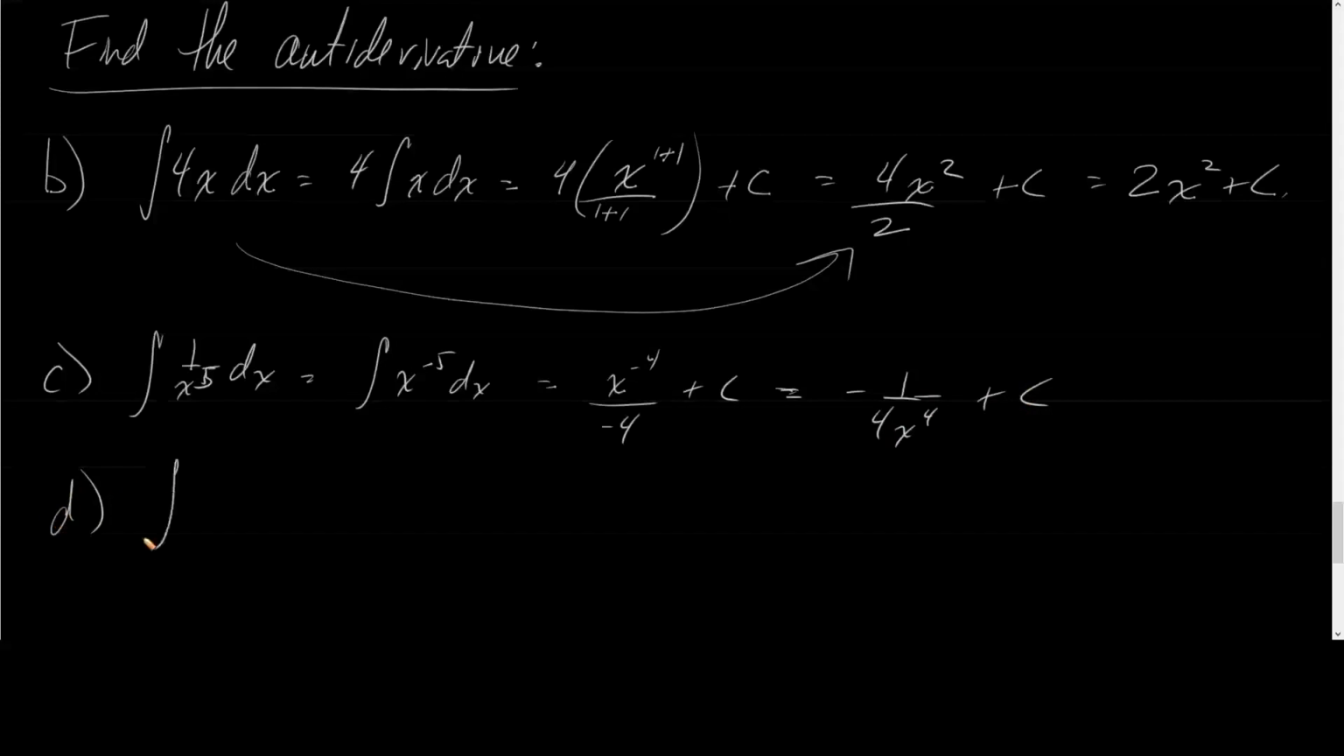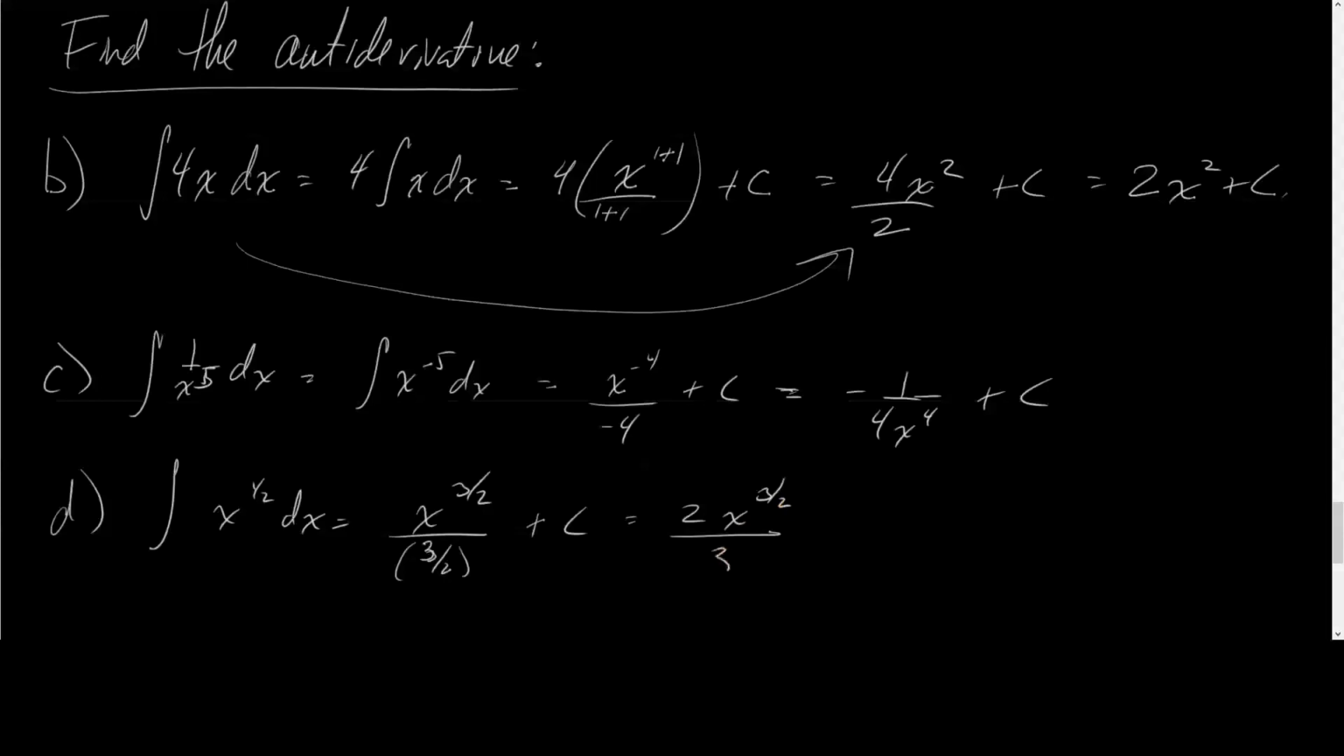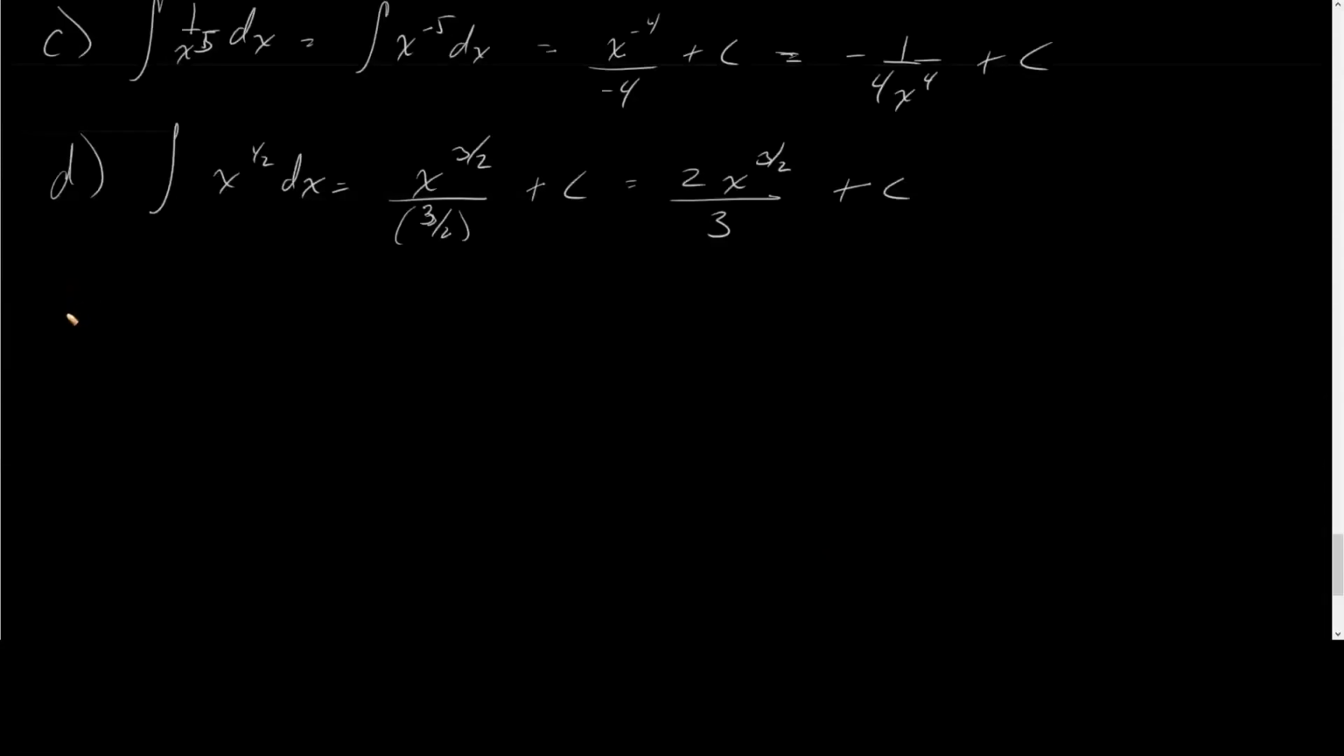If I have the integral of, let's do x to the 1/2. Well, add 1 to the exponent, 3/2, divide by the new exponent, plus c. But we know that when we divide by a fraction, it's the same as multiplying by the reciprocal, so we can really write this as 2x to the 3/2 over 3 plus c. If I have the integral of 9 cosine of x, then that would be 9 sine of x plus c.